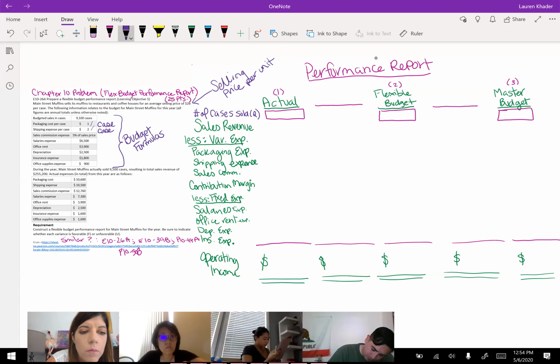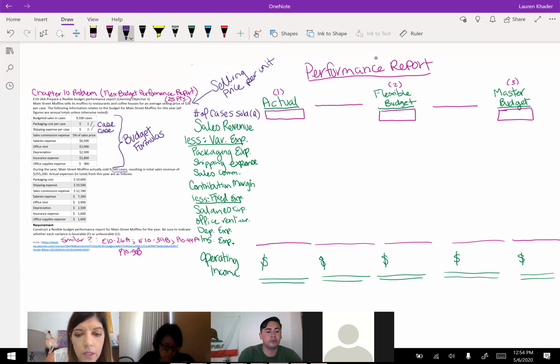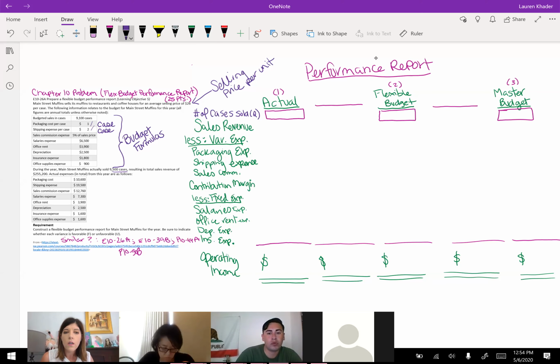During the year, Main Street Muffins actually sold 9,500 cases, resulting in total sales revenue of $255,200. Actual expenses in total from this year are as follows. So notice we have the same types of expenses given, but they're given to us not on a per unit basis, but in a total.